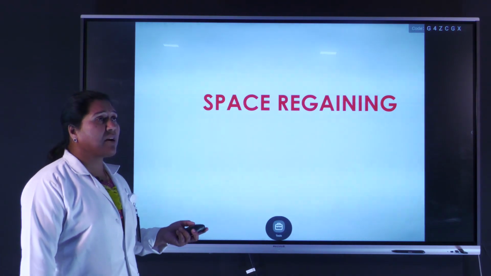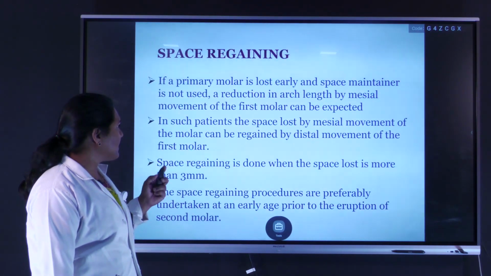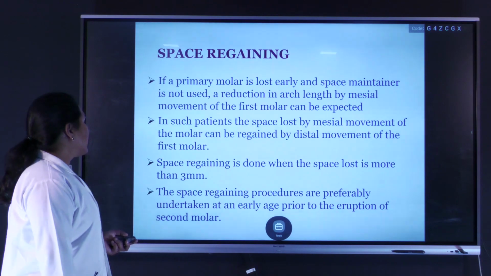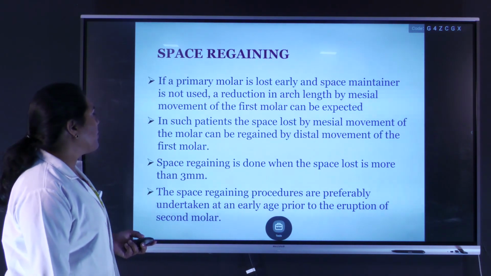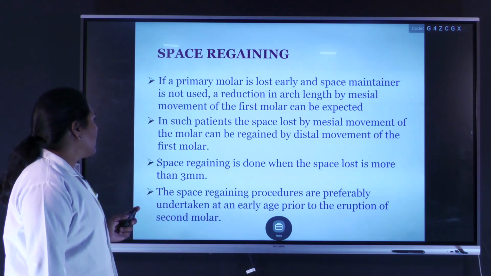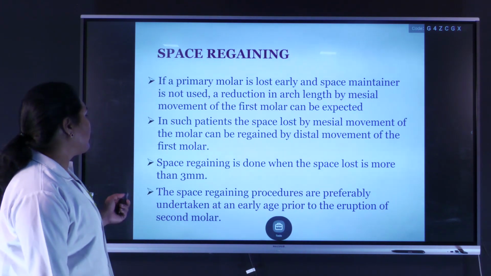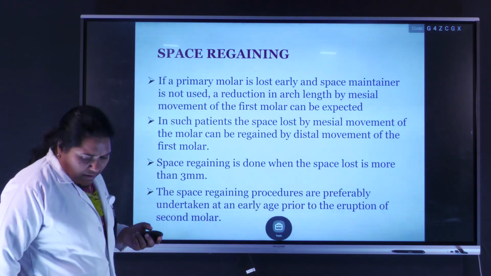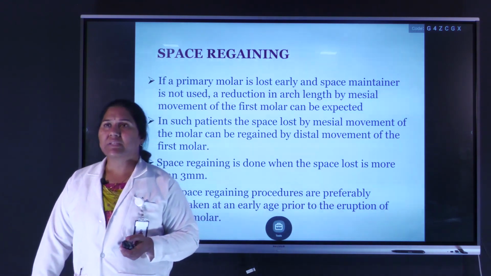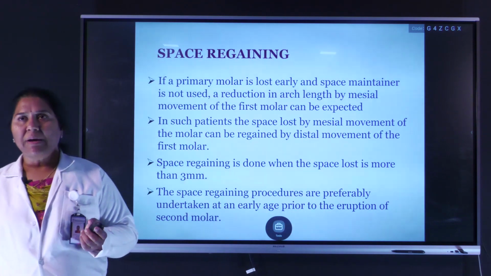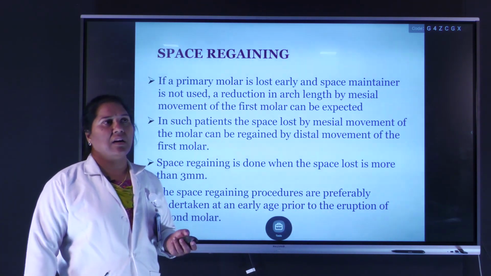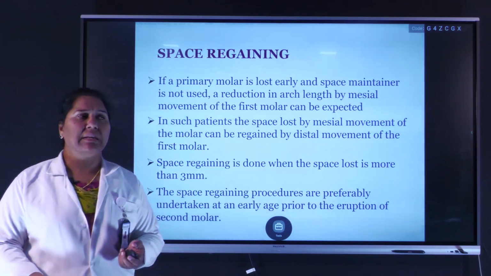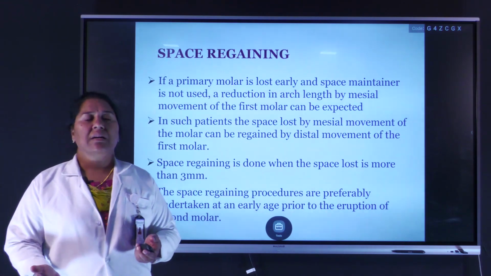Coming to another technique of intercepting the upcoming malocclusions, which is space regaining. Space regaining is needed if a primary molar is lost early and space maintainers are not used; a reduction in arch length by mesial movement of the first molars can be expected. In such patients, the space lost by mesial movement of the molars can be regained by distal movement of the first molar. When there is a premature loss of the deciduous teeth, there is mesial migration of the permanent molars, because of which the space is closed and acts as a barrier for the erupting permanent teeth, which results in different types of malocclusion.